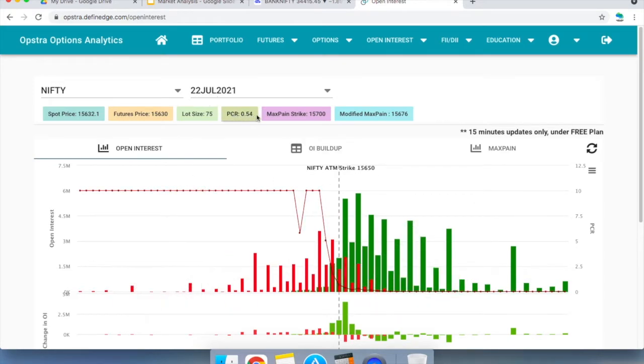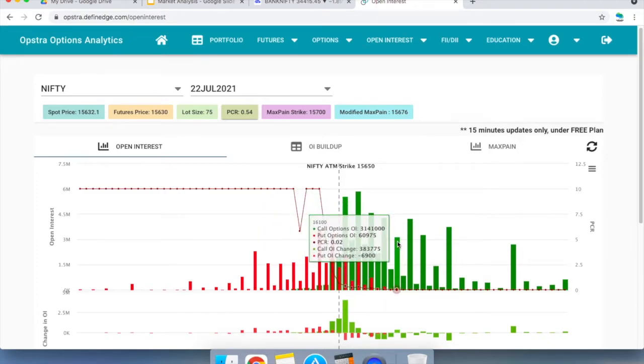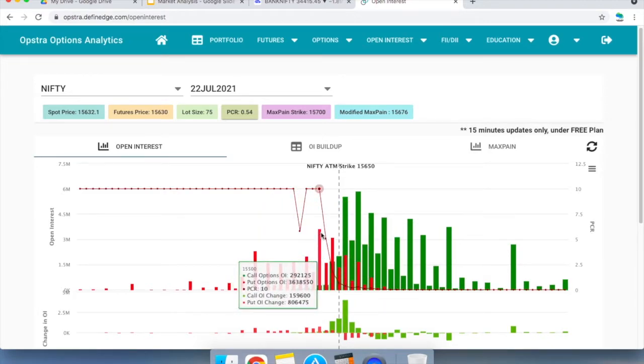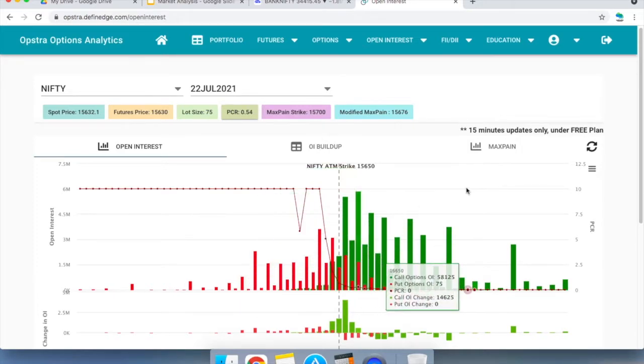Right, the PCR ratio is bearish at 0.54 for Nifty, and the highest call writing is seen at 15,800. It remains the same since 1 month, and the highest resistance after that is 15,700, right? And supports are seen at 15,500. So the expiry could be between 15,000 and 15,500 and 15,800 can be clearly seen.